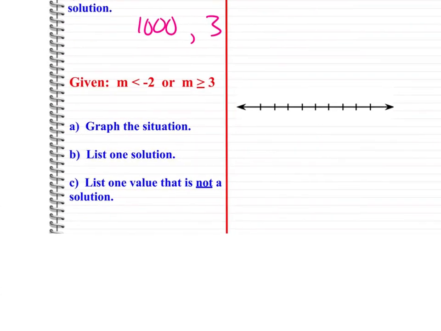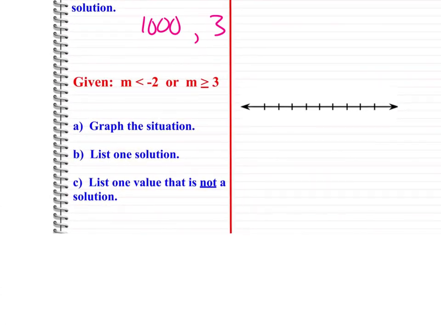Let's take a look at our very last one here. Graph the situation. So we'll start here. M should be less than -2. So let's just start at -2, -1, 0, 1, 2, 3, 4, 5, and 6. So -2, it should be less than -2. So that means it should be going to the left of it, getting smaller than -2.